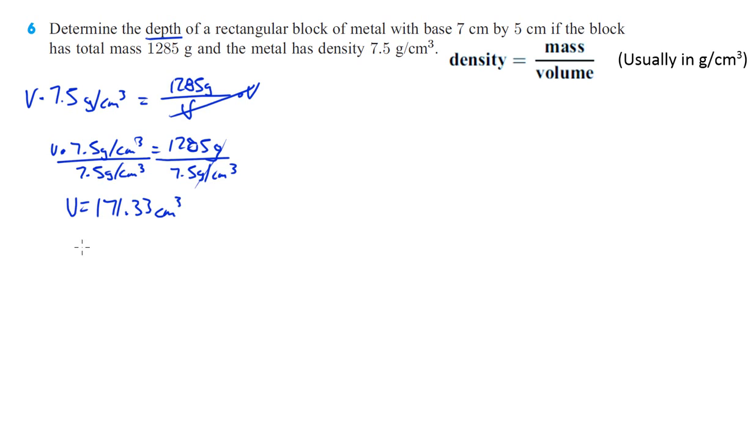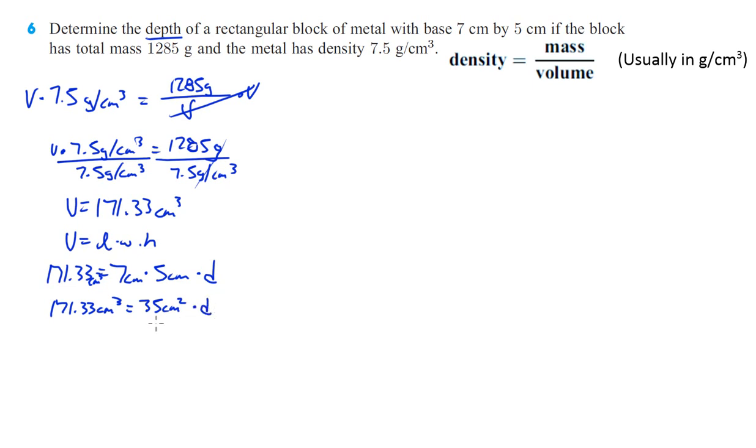Okay, so again, we know that the volume is the length times the width times the height. So volume equals length times width times height. We know the volume is 171.33. Let's just call the length 7 centimeters, and then this is 5 centimeters times the depth. We'll call that times D. So we get 171.33 cubic centimeters equals 35 centimeters squared, because centimeters times centimeters, times the depth.